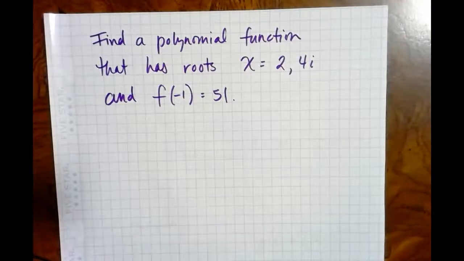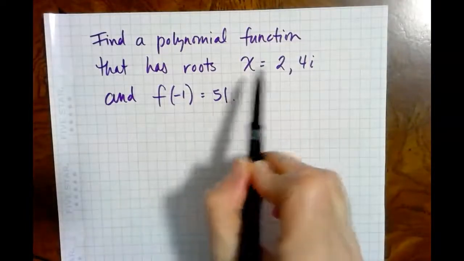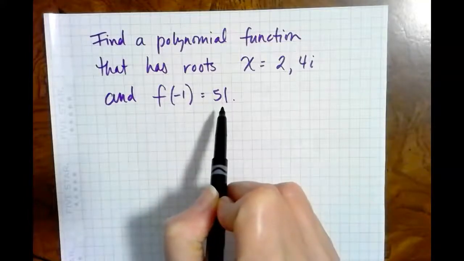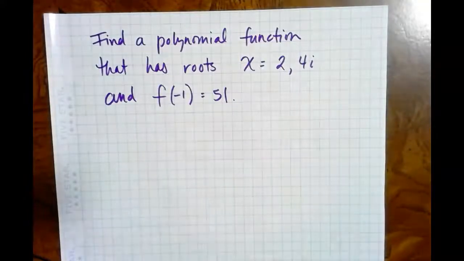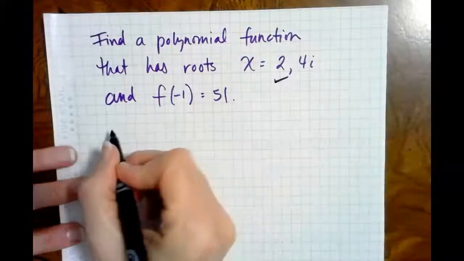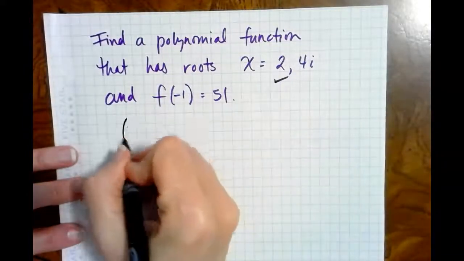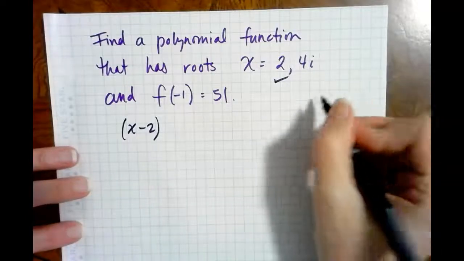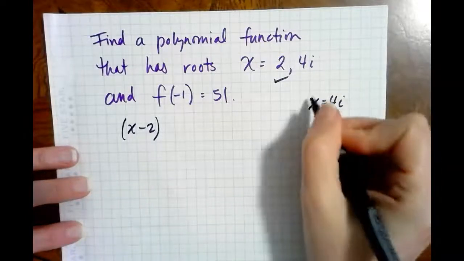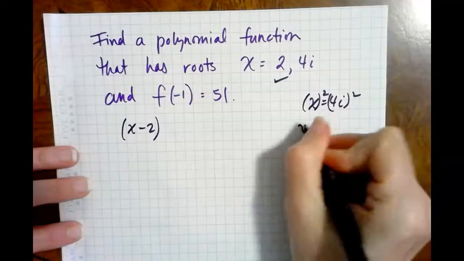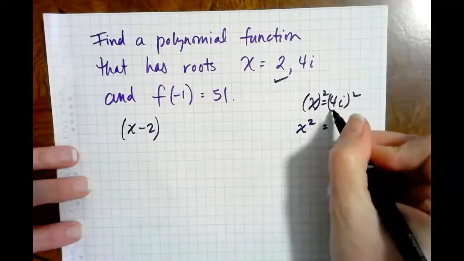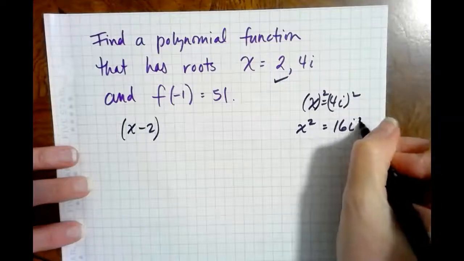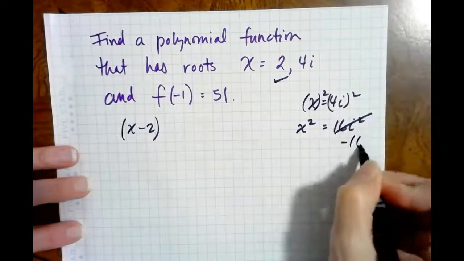Find a polynomial function that has the roots x equals 2 and 4i, and this polynomial function passes through the point -1, 51. So let's start with our first 0, which is x equals 2. So that, of course, is x minus 2. And then 4i. If x equals 4i, let's square both sides, and we get x squared equals 4 times 4. Remember to square the coefficient. That's 16. i times i is i squared, and 16i squared is -16.